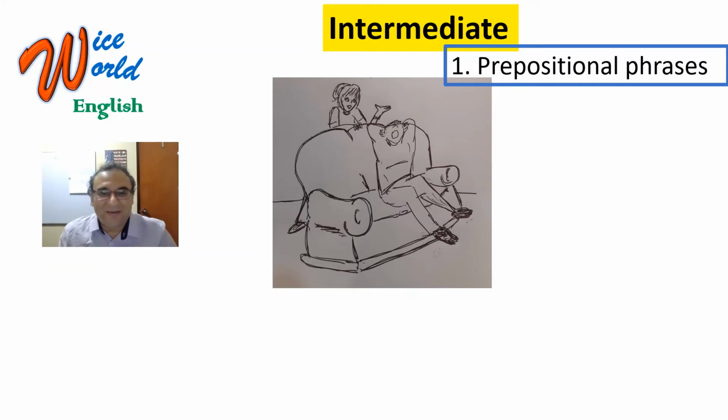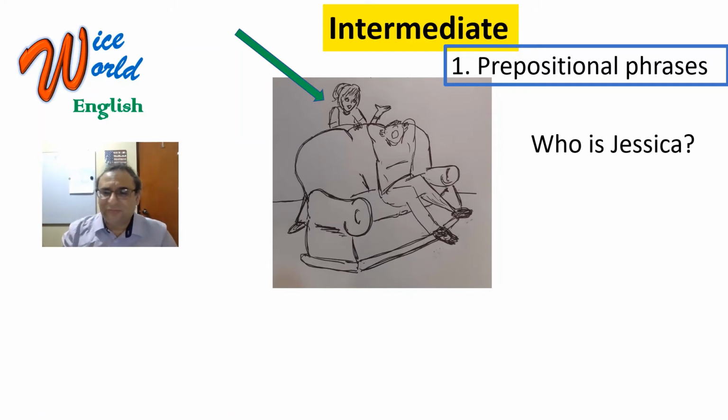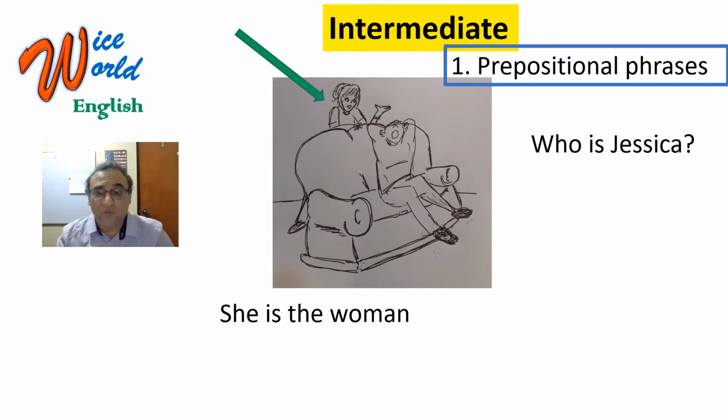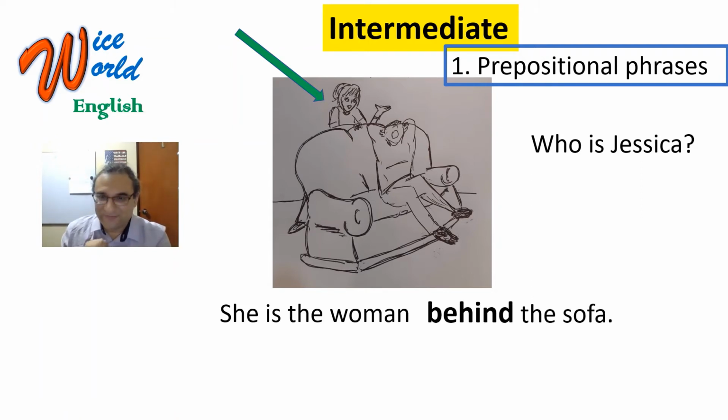Look at that. Somebody makes this question. Who is Jessica? Or which one is Jessica? There are many people in the room. Who's Jessica? And you will say, Jessica is the woman, right? Or she is a woman. And the preposition now, she is a woman behind the sofa, right? She is a woman behind the sofa. And you identify Jessica.